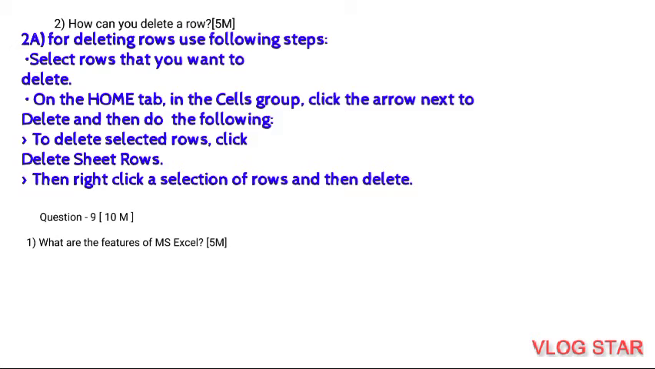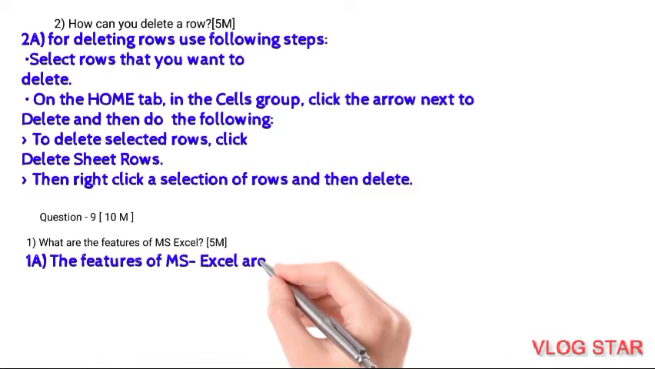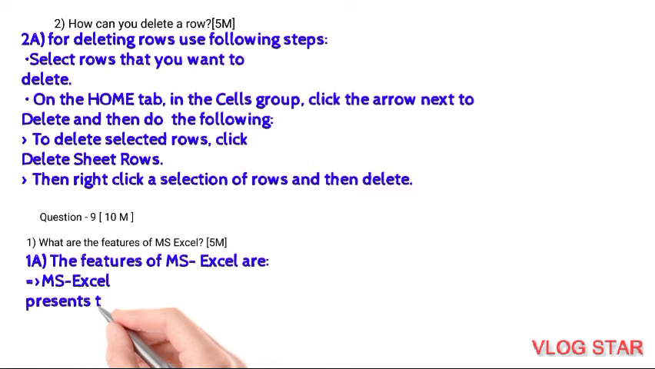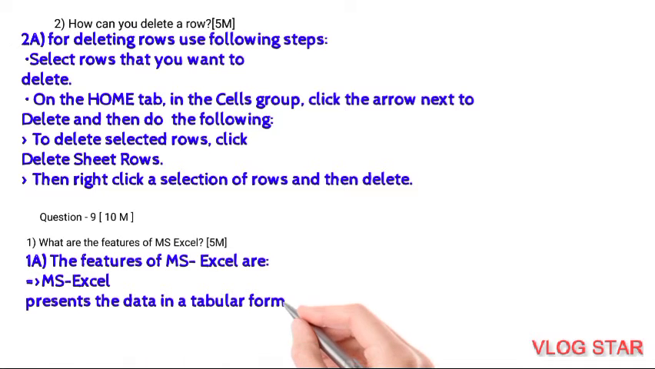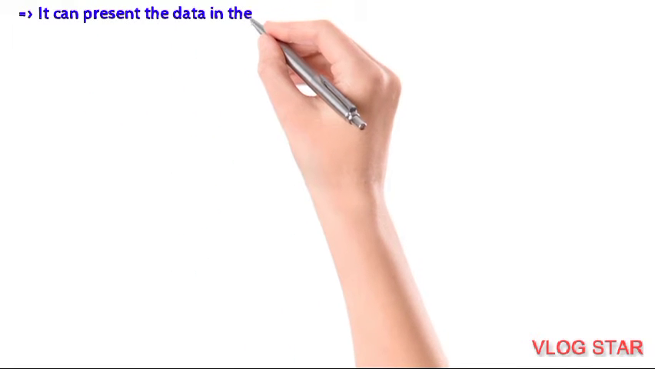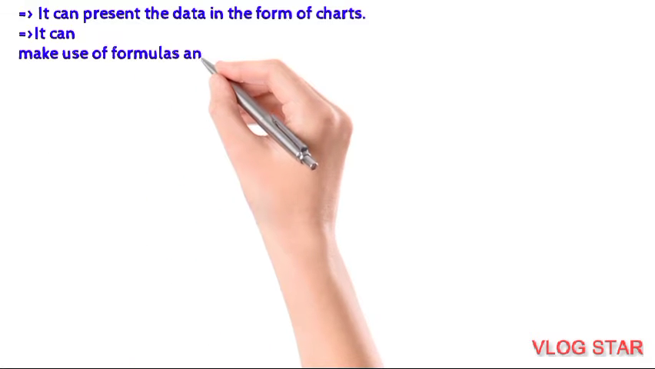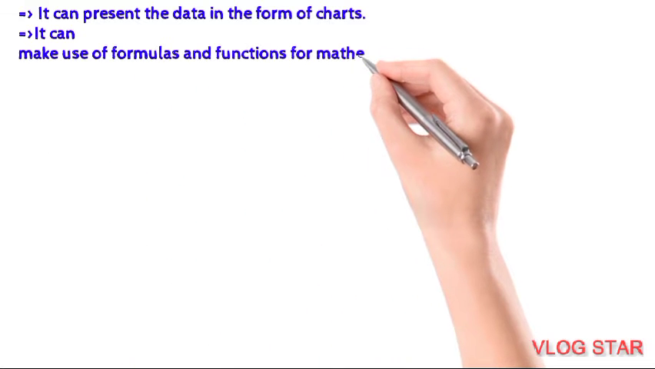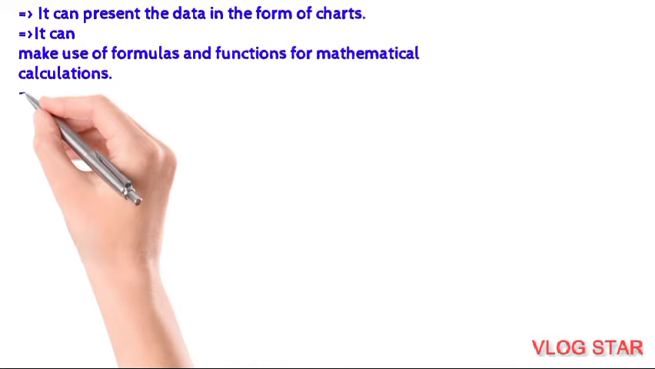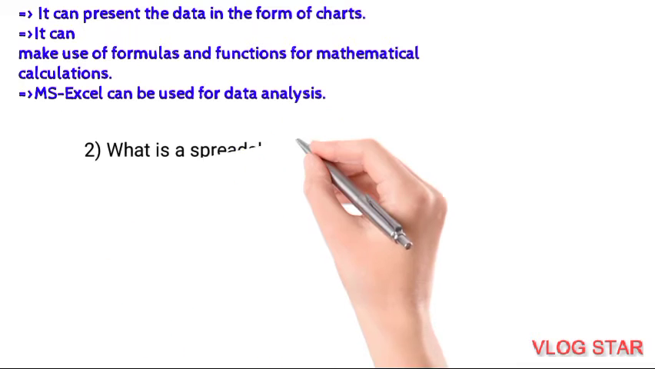Question 9. It consists of 10 marks. Number 1. What are features of MS Excel? It consists of 5 marks. The answer is, the features of MS Excel are: number 1. MS Excel presents the data in tabular form. Number 2. It can do mathematical calculations very easily. Number 3. It can present the data in the form of charts. Number 4. It can make use of formulas and functions for mathematical calculations. Number 5. MS Excel can be used for data analysis.